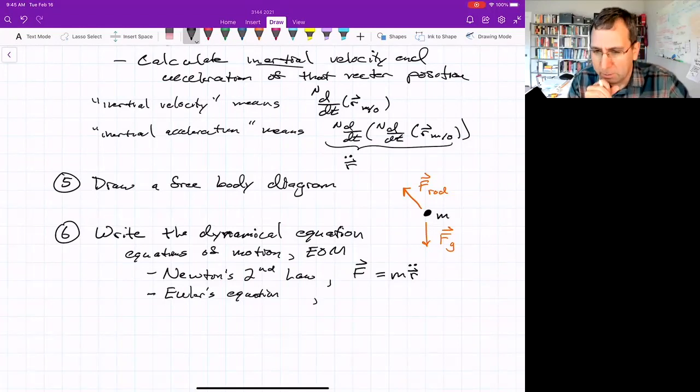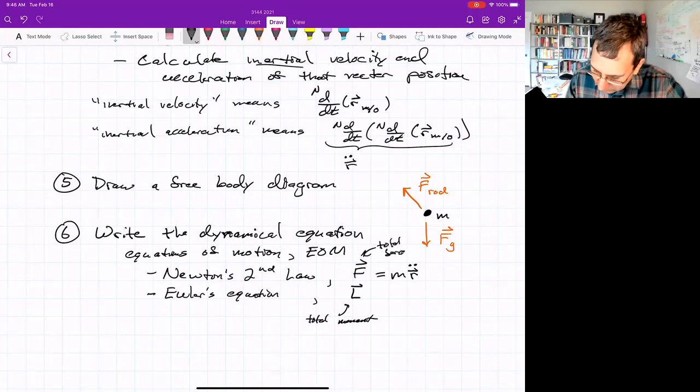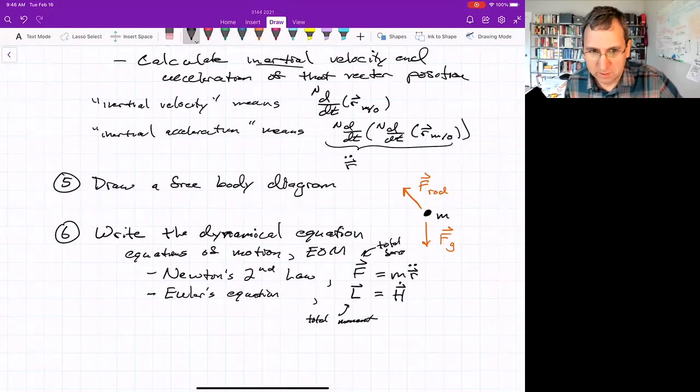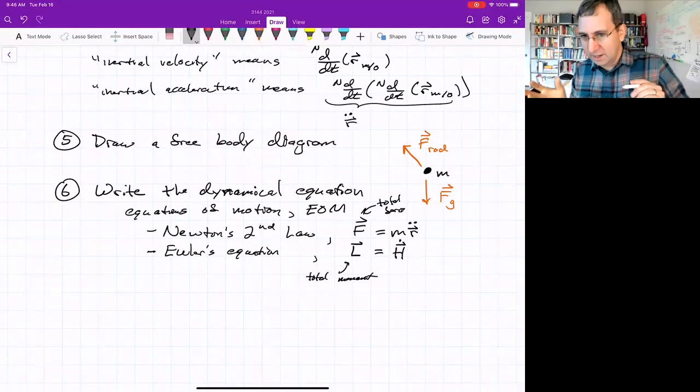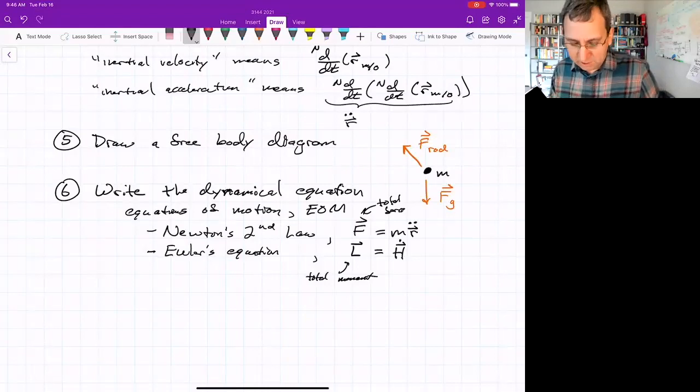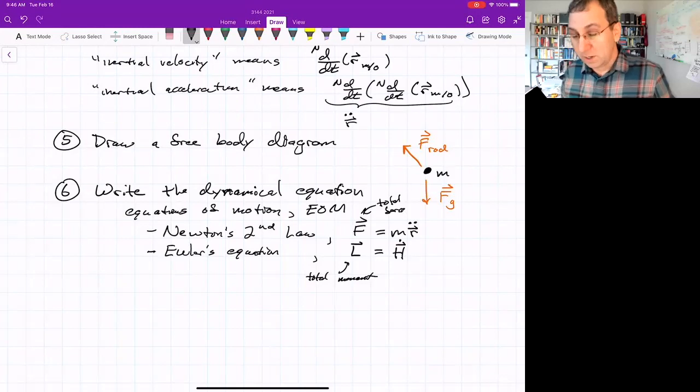I realized last time I wrote M for the moment. To follow what the book writes, I'm going to start using L. So L, the total moment, or total torque. Up here is total force. L equals, I'll just write it as H dot. That's the inertial derivative of the angular momentum of the system. For now, since we're just talking about a particle, so it's a point, doesn't have any extent, you would use one or the other, Newton's second law or Euler's equation. When we get to rigid bodies, you'll use both.